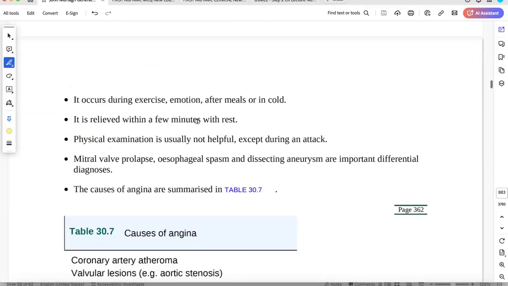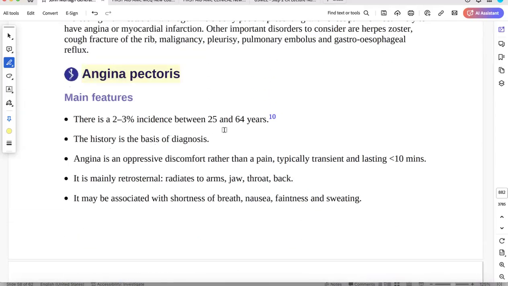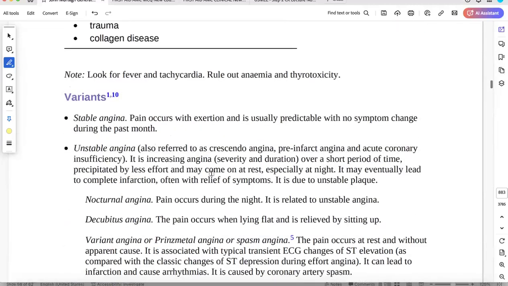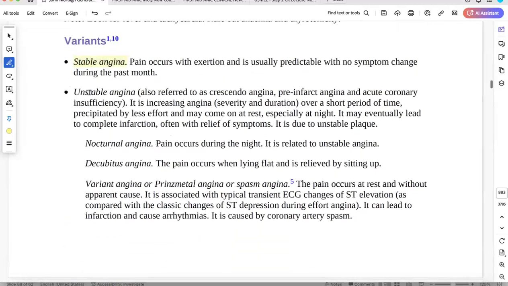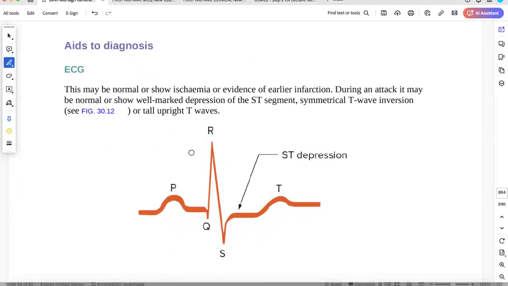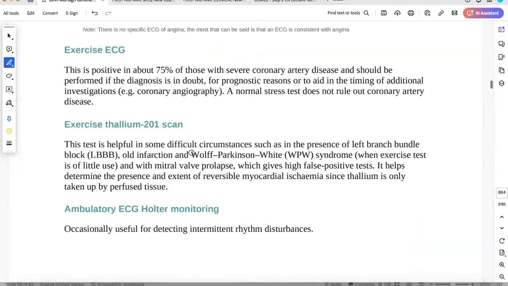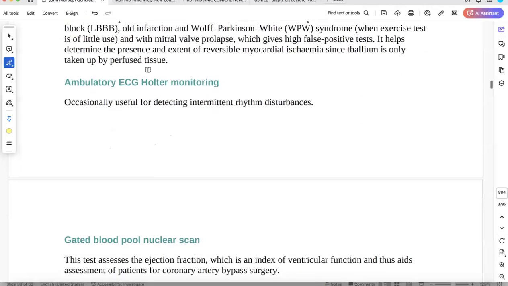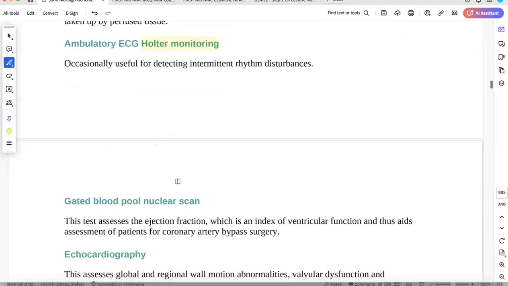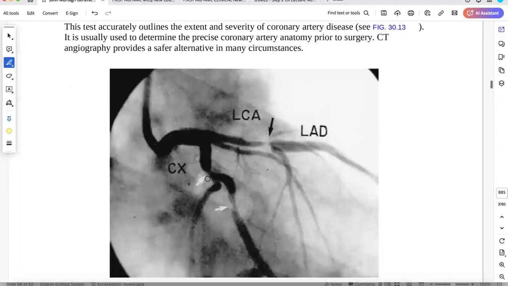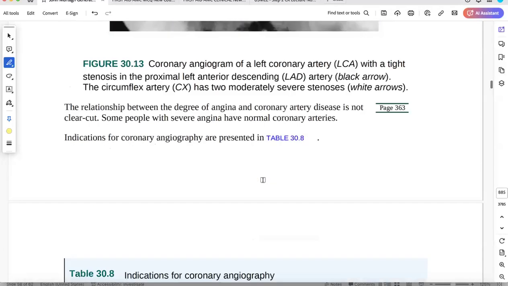Angina. So we talked a lot today about stable angina. So you can already understand what the symptoms are and everything. They also give you some of the variations of stable and unstable angina, which we discussed, like Prinzmetal angina. ECG is not for today. This is where they discuss exercise ECG, exercise thallium scan, Holter monitor. So all of these are discussed in our discussion today. This is how the coronary angiogram is done.